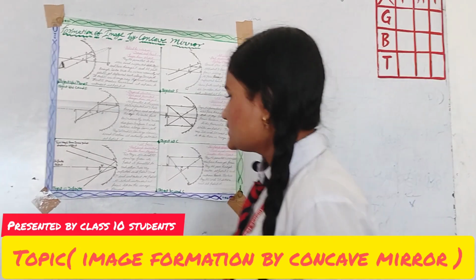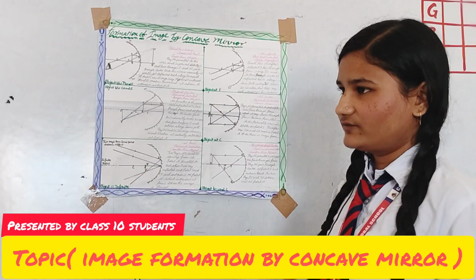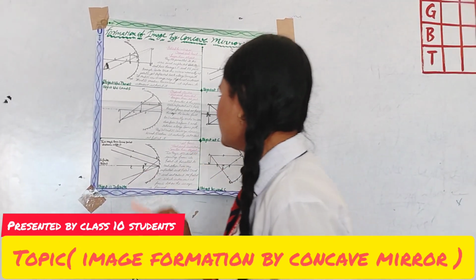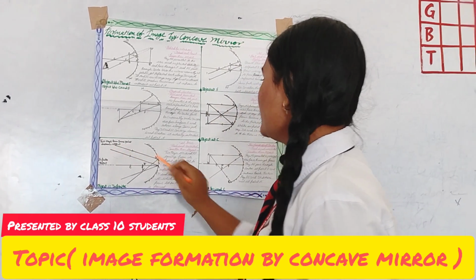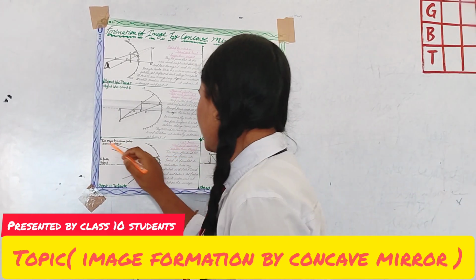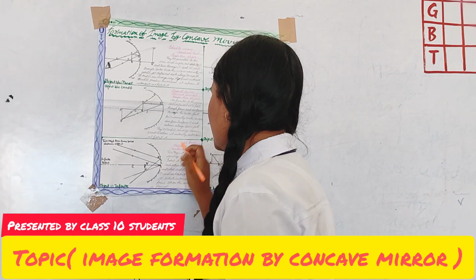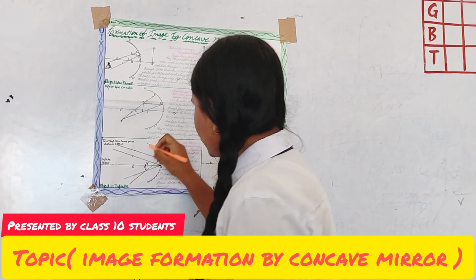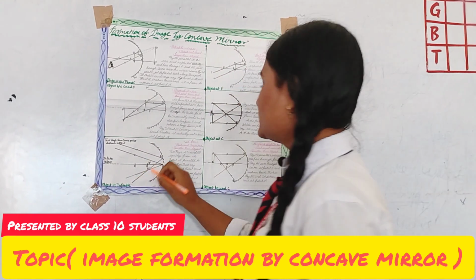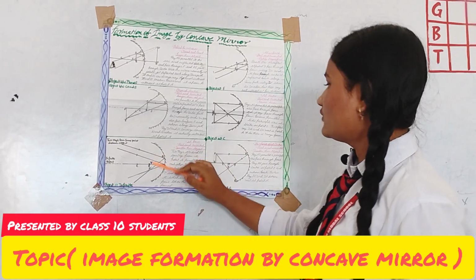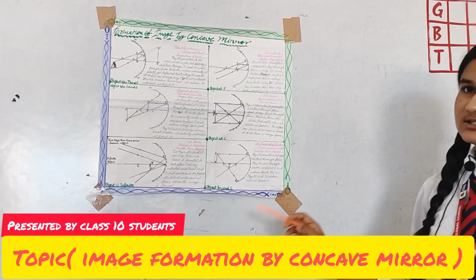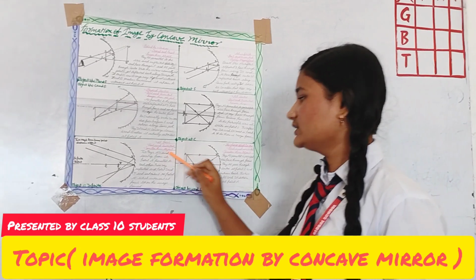And the last case is when the object is placed at infinity. So there are two rays, which are AD and AP, which reflect at point D and reflect at point E. These two rays meet at A dash where the image is formed. The image is formed at the focus and it is real and inverted and smaller than the object.